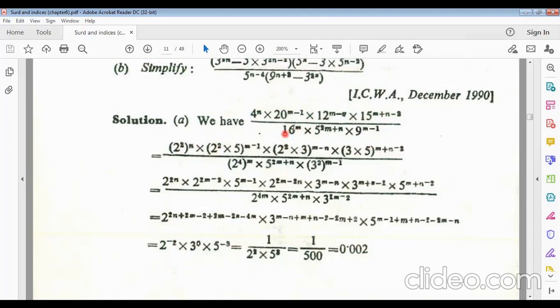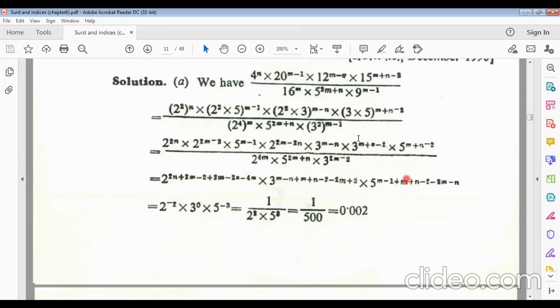Similarly, in the denominator, 16 can be written as 2 to the power 4, 5 is a single 5, and 9 can be written as 3 square. So power to the power, the powers will be multiplied. That means 2 to the power twice n. This 2 and this m minus 1 will be multiplied. So 2 to the power twice m minus 2 and 5 to the power m minus 1. Similarly, this 2 square to the power m minus n can be written as twice m minus twice n, okay? 3 to the power m minus n. Similarly, this 3 and power will be this, 5 to the power the same.